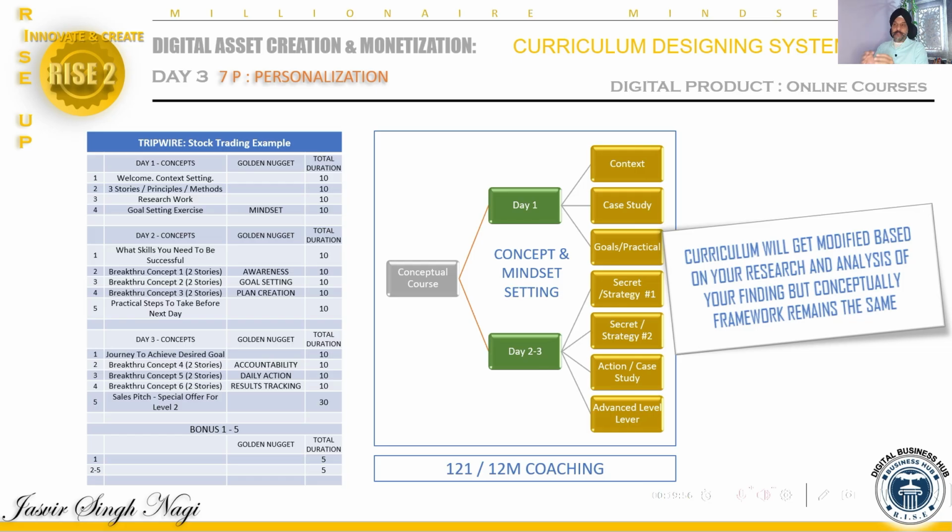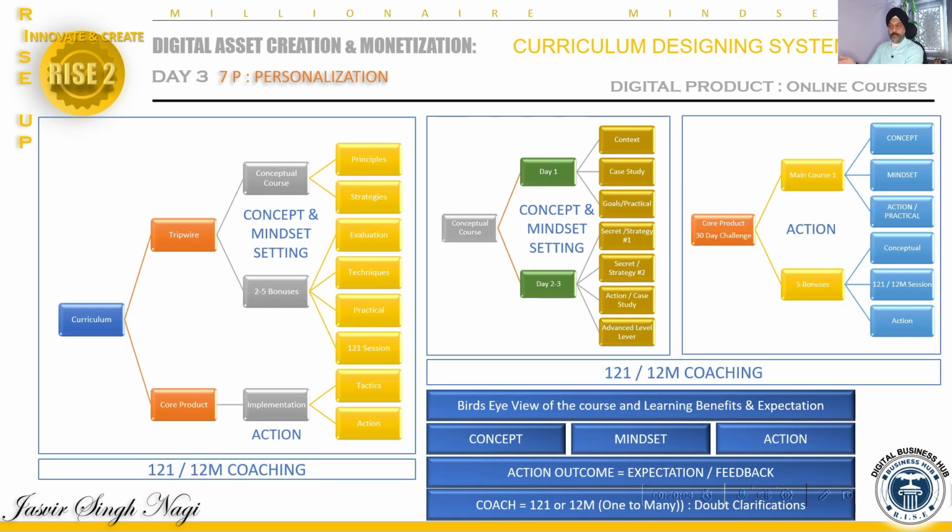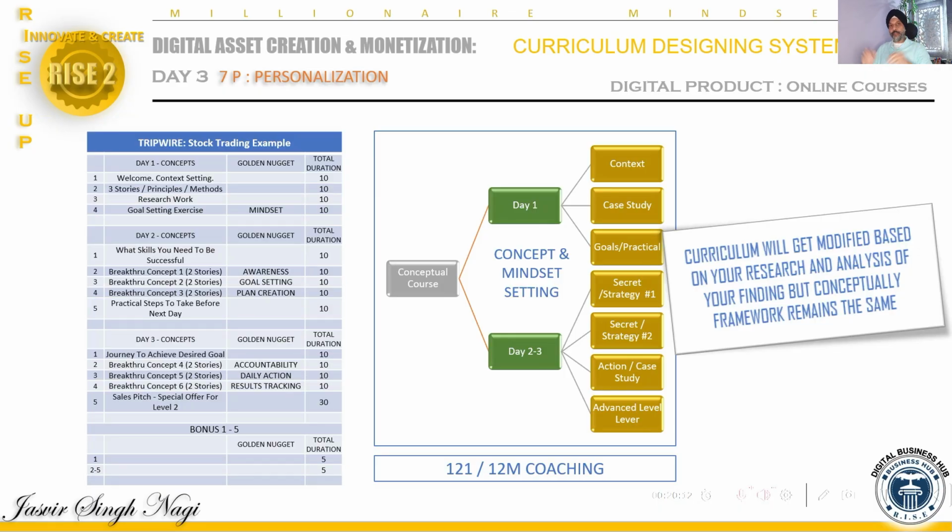So from a larger perspective, curriculum designing is the steps that you took. You break down from a tripwire perspective. You go back to your core product, tripwire, the conceptual courses and the 2 to 5 bonuses, your core product, how do you implement that? Keep that in mind, you'll be good.